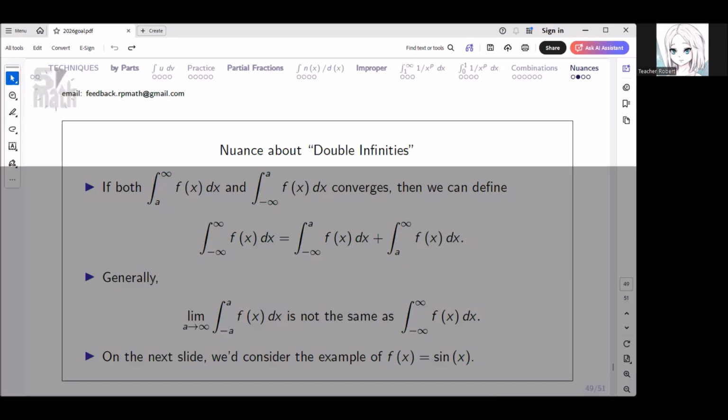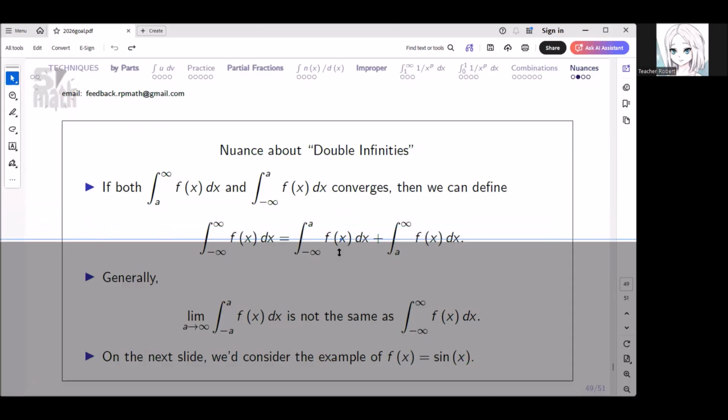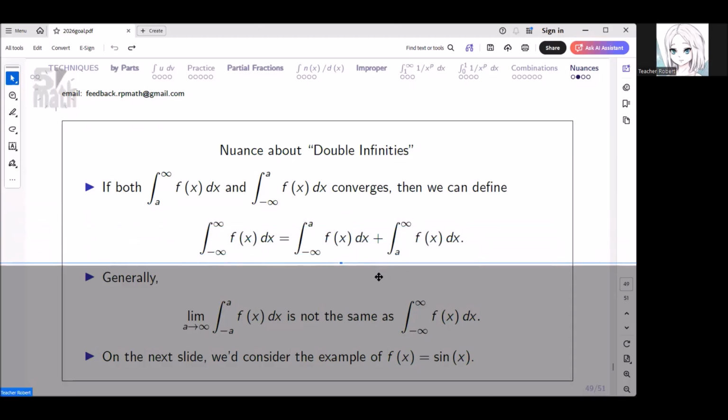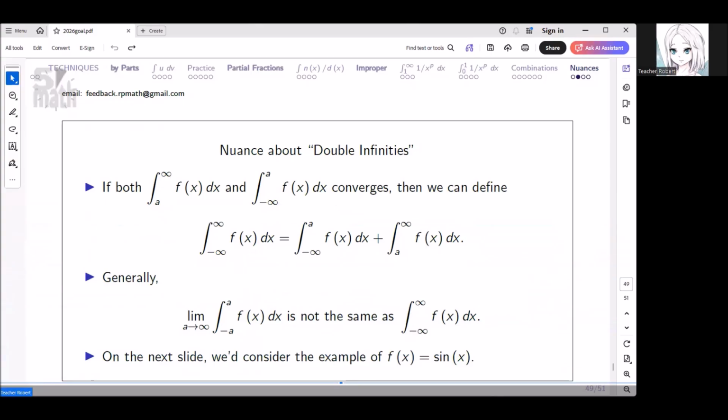Nuance about double infinities. If both this and that integral converge, then we can define this. Generally, this is not the same as that. On the next slide, we'll consider the example of f of x equals sine of x.